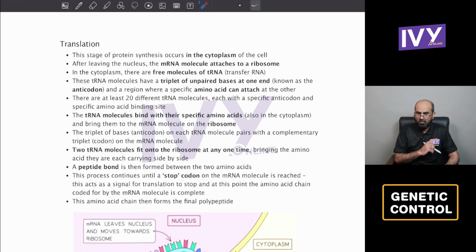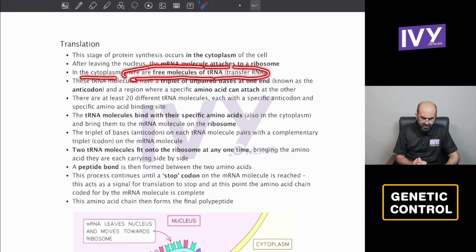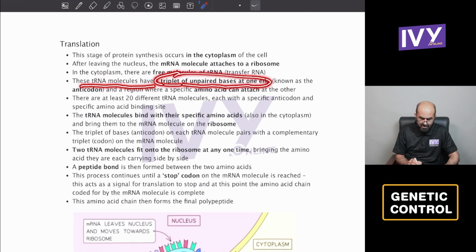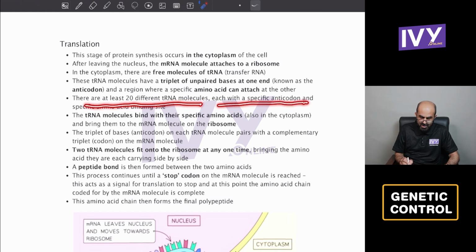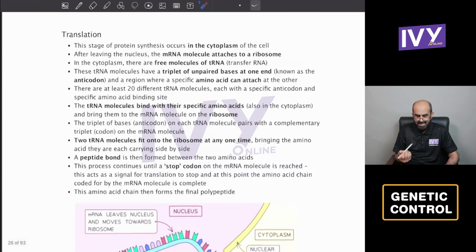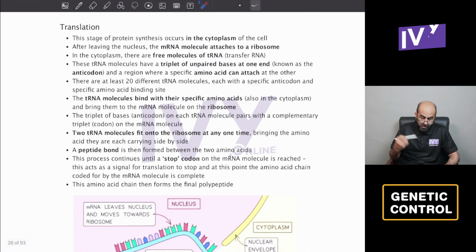Unlike transcription, which was taking place in the nucleus, after leaving the nucleus, the messenger RNA molecule attaches to a ribosome. In the cytoplasm, there are free molecules of tRNA. These tRNA molecules have a triplet of unpaired bases at one end, known as the anticodon, I told you, and a region where a specific amino acid can attach at the other, which is called the CCA site. There are at least 20 different tRNA molecules, each with a specific anticodon and specific amino acid binding site. However, if you're talking about the specific anticodons, then we have 64 types.